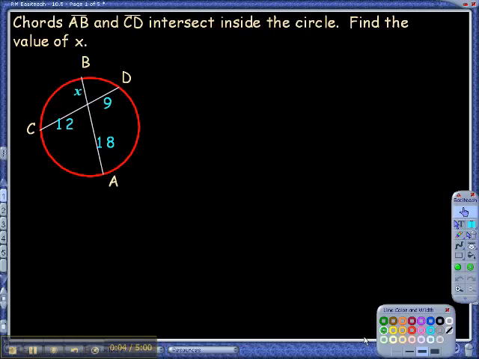All right, this first one, notice here we have two segments that are both inside the circle, two chords inside the circle, and they intersect at a point. And the first theorem that we looked at says that the product of the two segments of one chord should equal the product of the two segments of the other chord. So we should say that 18x, that product of x and 18, should equal our 12 times 9.